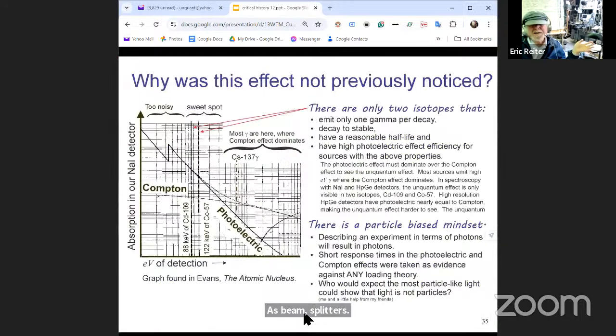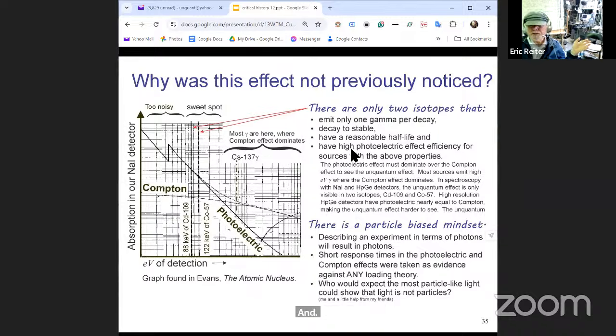Now, why, you might ask, has this never been done before? Because it's pretty sensational. You'd think that it has been. There's good reasons. There are only two isotopes that have the properties necessary to see what I call the unquantum effect, to do better than chance in this test. That's the unquantum effect. So they have to emit only one gamma ray per decay. It has to decay to a stable isotope and not emit another gamma ray after it decays. It has to have a reasonable half-life. And what I use here has all those.